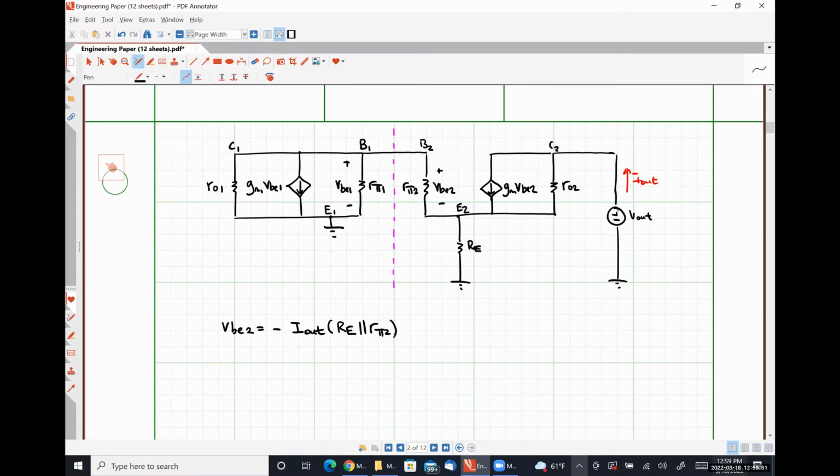All right. So if we apply a Kirchhoff's voltage law loop around this portion, what we will have is that V out is equal to R naught 2 times I out minus GM2 VBE2 minus VBE2.